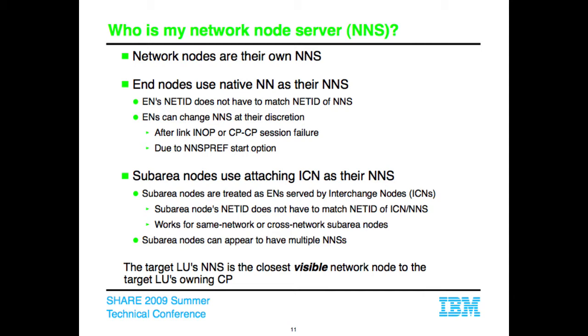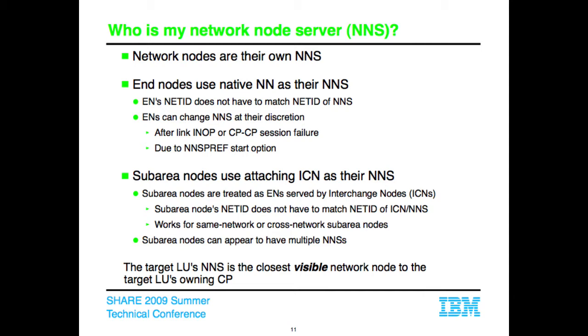the subarea connection we're talking about is an SNI connection, and so the resources that are attached there are in a different net ID. But because end nodes can have a different net ID than their network node server, it allows these SNI attached subarea nodes to attach to an interchange node in my network and still look like end nodes attached to a network node in my network. Still look sort of like native resources from an APPN perspective.